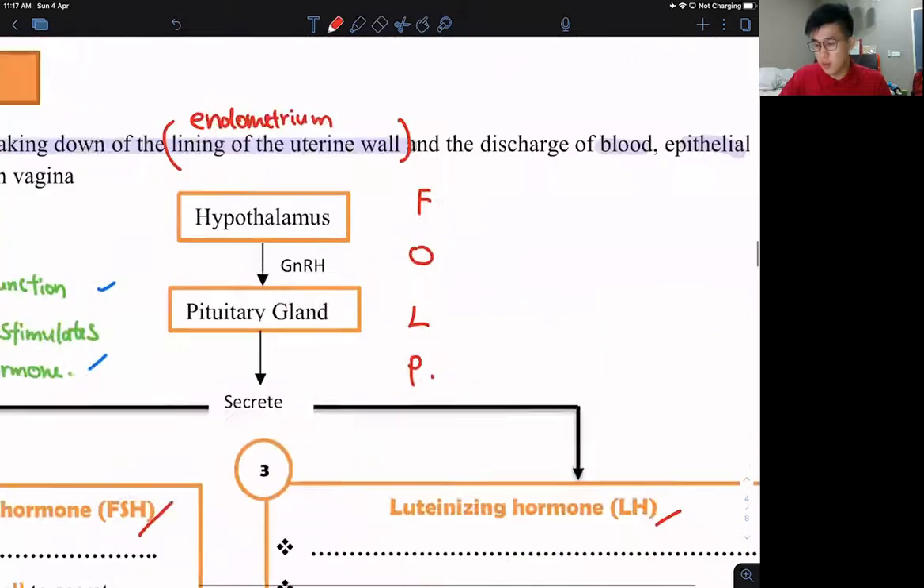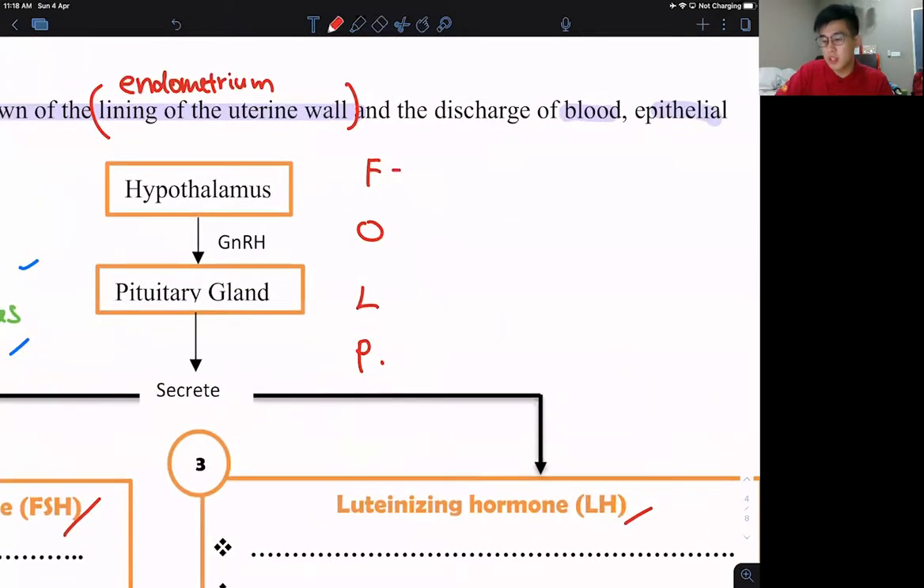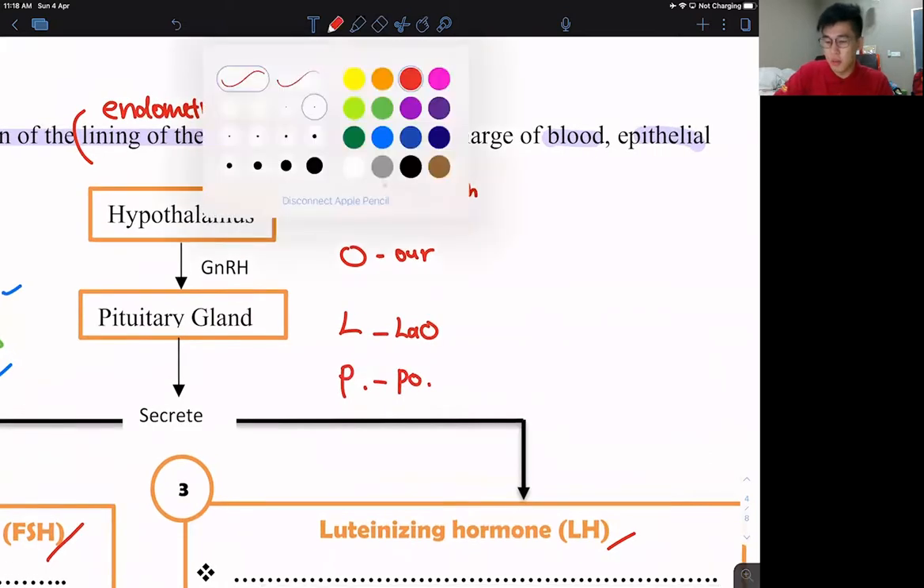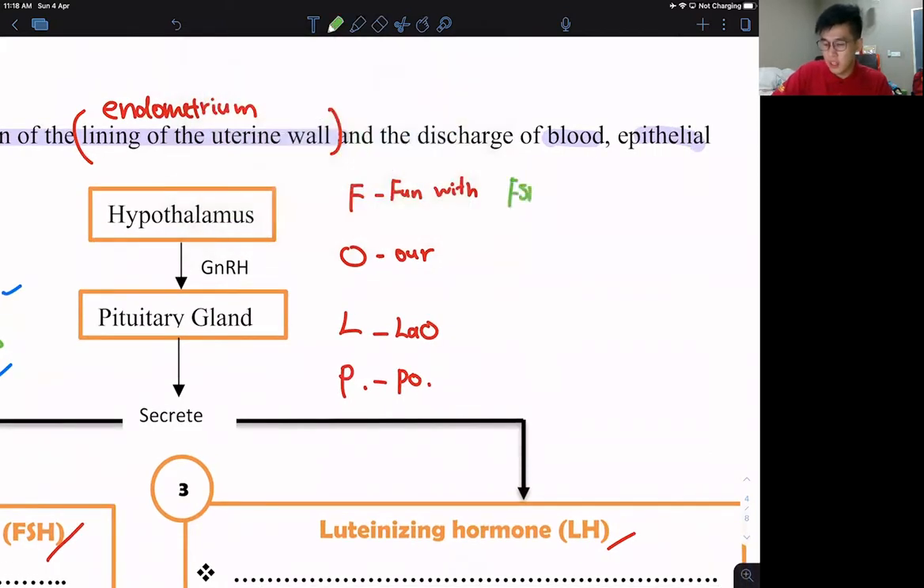So this is how I teach you all to remember. The memorizing method is a bit Chinese style. So remember F, the bad word F. I won't say it here. Okay, F, or you can say fun. One F. Fun with our 老婆. 老婆 actually means wife in Chinese. So the husband always has fun with 老婆. Okay, so then you remember FSH, estrogen, LH, progesterone.